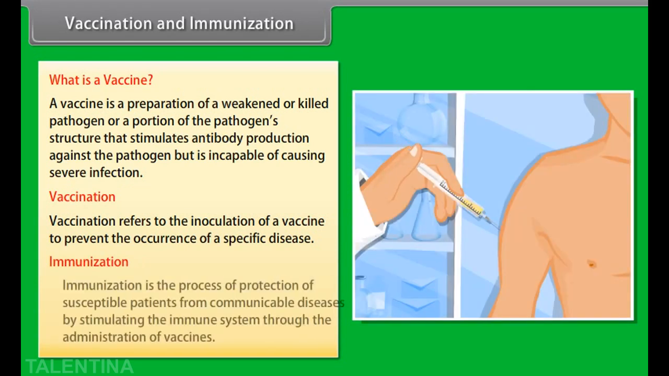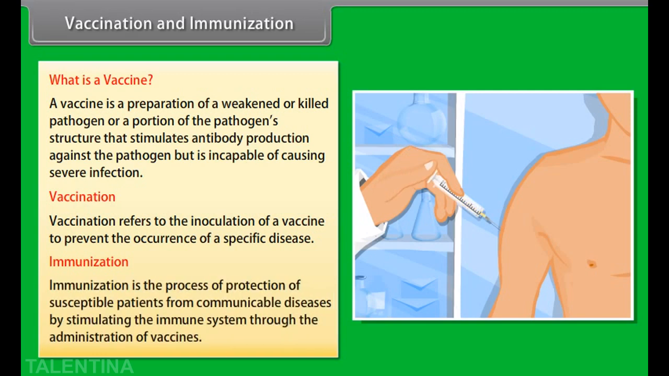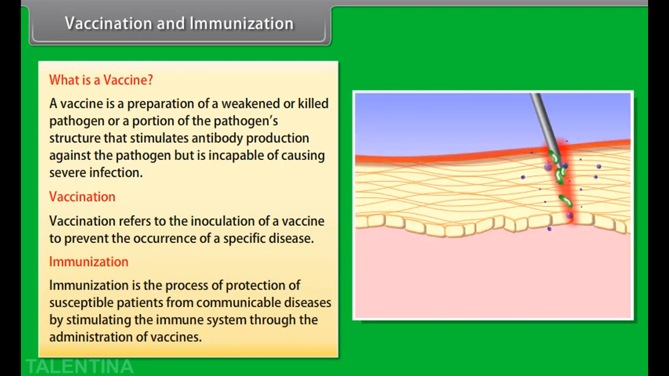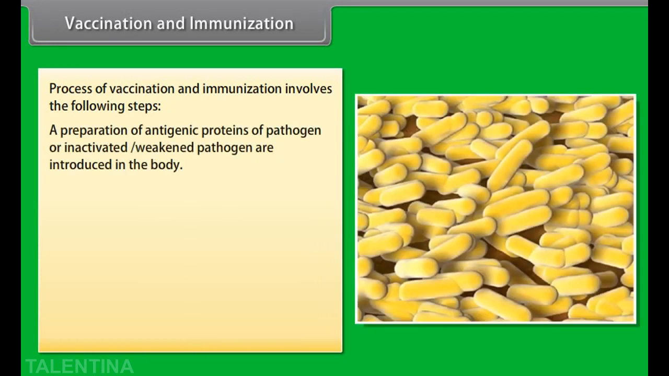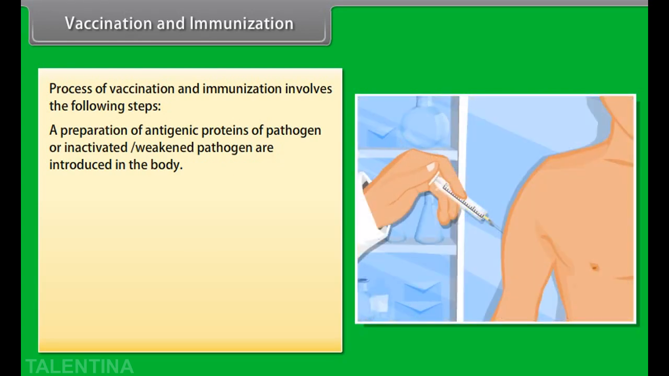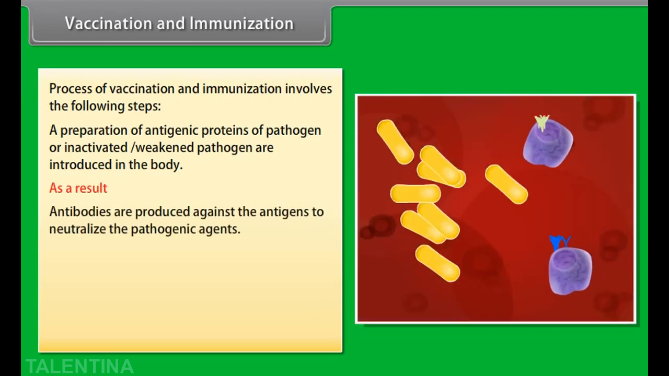Immunization. Immunization is the process of protection of susceptible patients from communicable diseases by stimulating the immune system through the administration of vaccines. Process of vaccination and immunization involves the following steps. A preparation of antigenic proteins of pathogen or inactivated, weakened pathogen are introduced in the body. As a result, antibodies are produced against the antigens to neutralize the pathogenic agents.